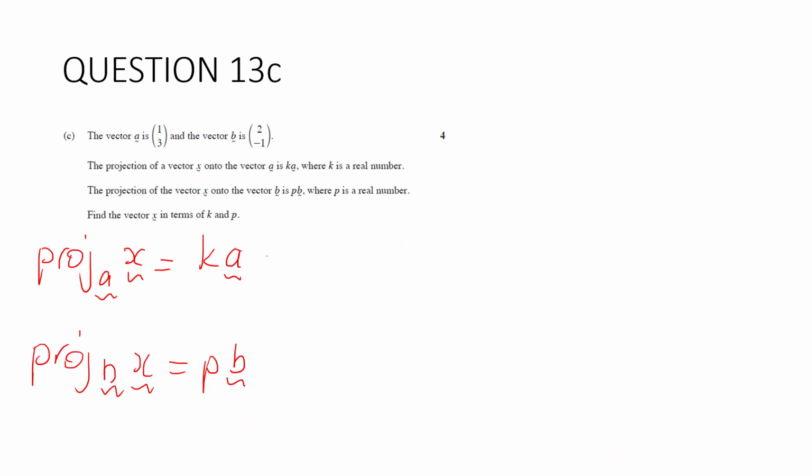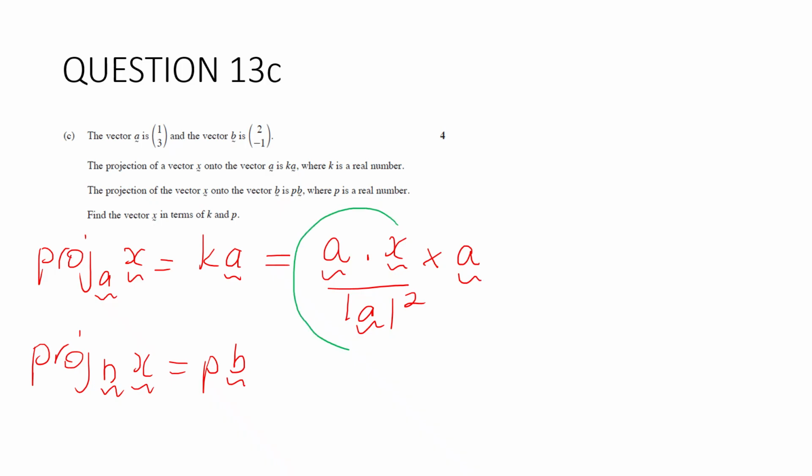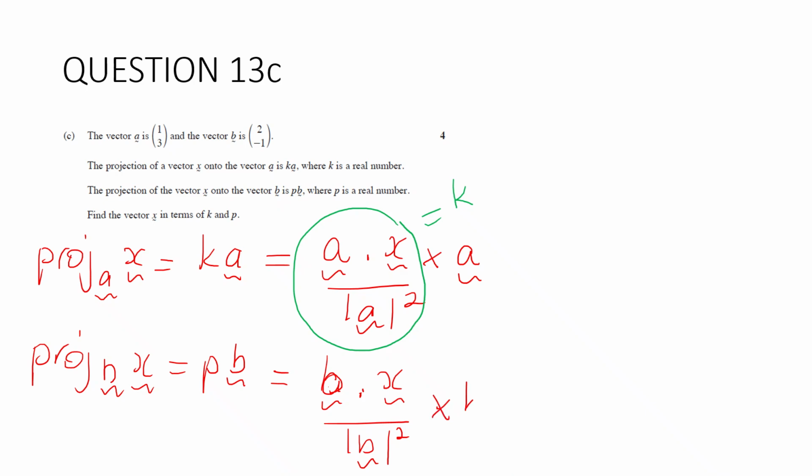Now we know that the projection of x onto A is going to be A dot x divided by the magnitude of A all squared times vector A. And so this here is going to be equal to K. And ditto, we have projection of x onto B is going to be B dot x over magnitude of B all squared times by vector B, and so just like before, this one here, that is going to be equal to P.